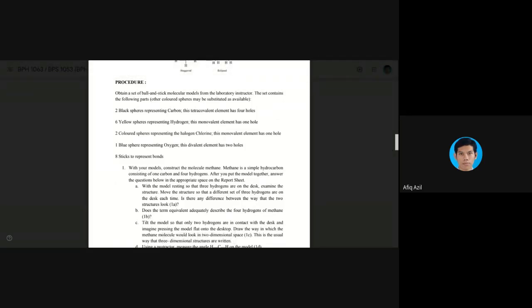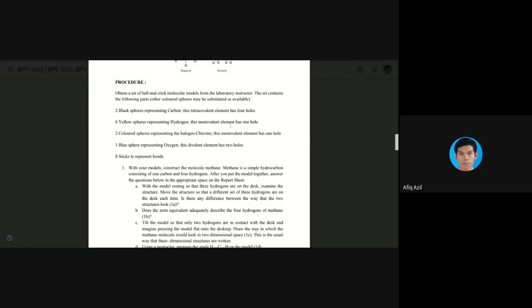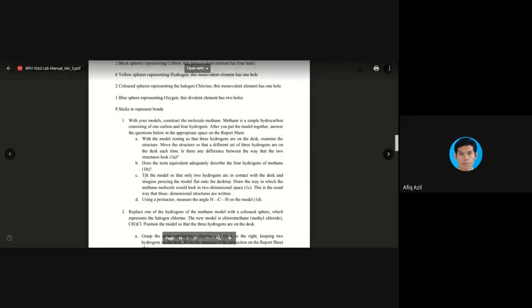If you are in the lab, you should be using the ball and stick molecular models. But this will be substituted with software. What you have to do is follow these few steps, because each number will have a different organic compound or organic molecule that you have to build. So the first one is to build methane.